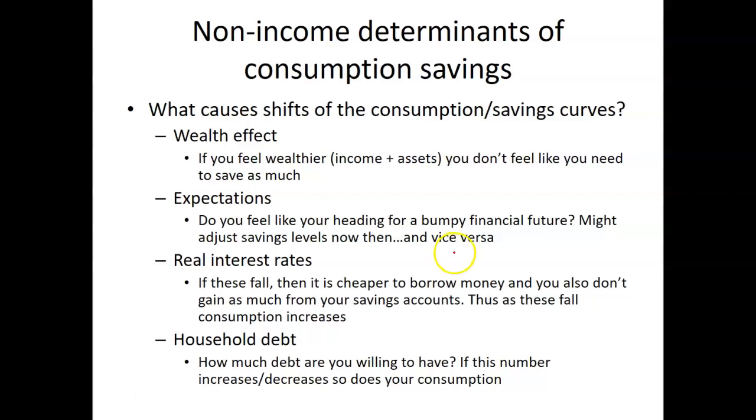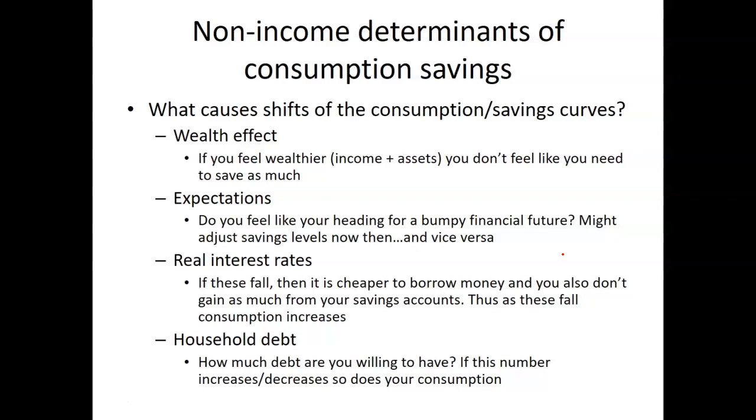There's also a thing called the real interest rate, and if these fall, then it's cheaper to borrow money, and you also don't gain as much from your savings account. We'll talk more about interest rates and how that works with banking, between the banks and the customers, the borrowers and the lenders. But if interest rates go down, it's cheaper to borrow the money, and so you're more likely to borrow, hence dis-saving. But if banks are providing lower interest rates, it's probably because they're also giving the people they borrow money from, like savings accounts, lower interest rates also.